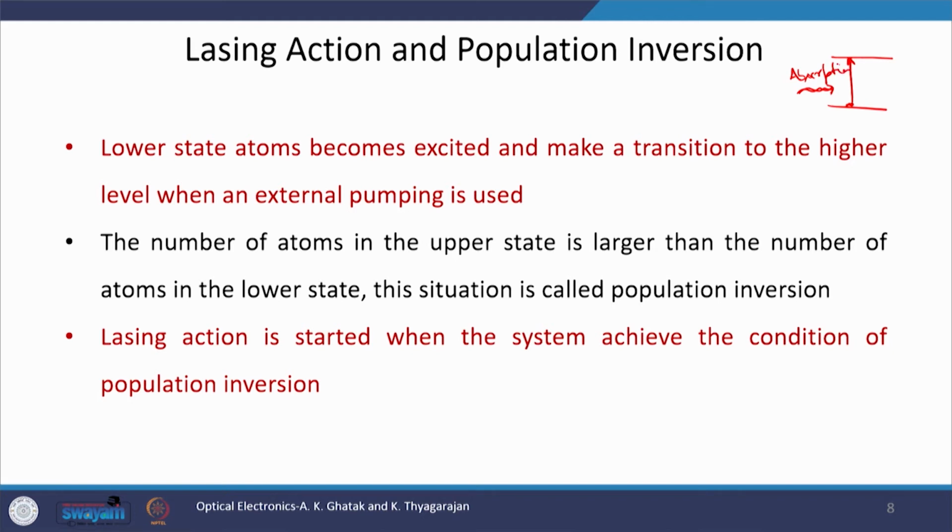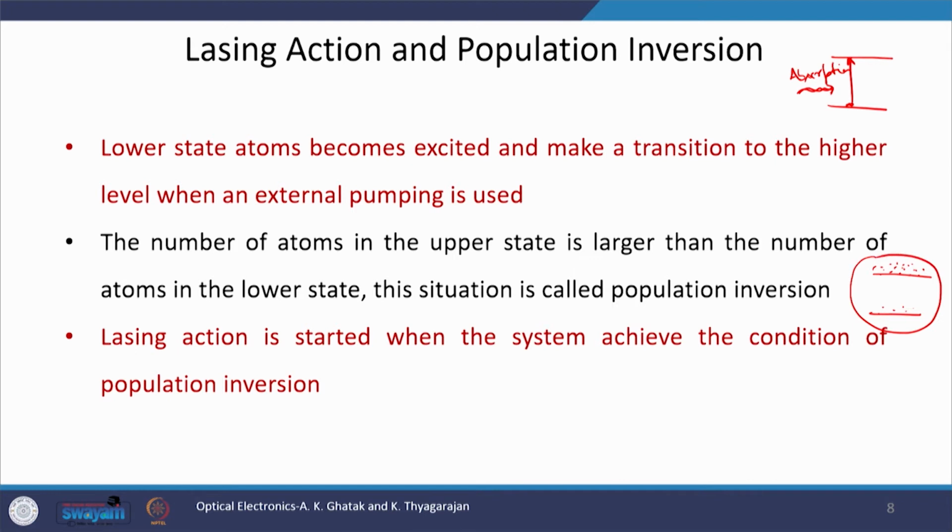Now, when the number of atoms in the upper energy state is larger than the number of atoms in the lower energy state, this situation is called population inversion, and this is represented by this. Most of the electrons are in the upper energy state, and this is called population inversion.